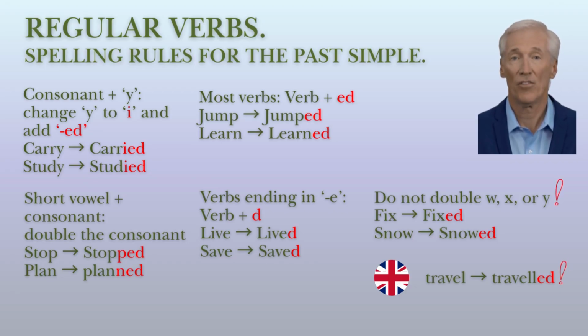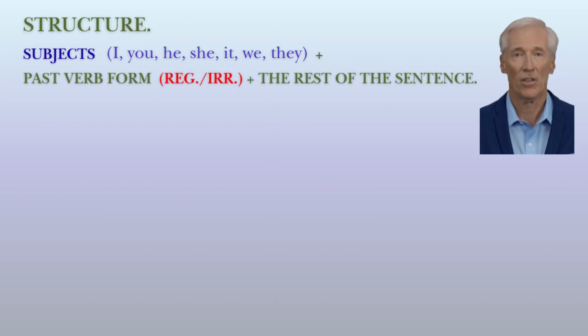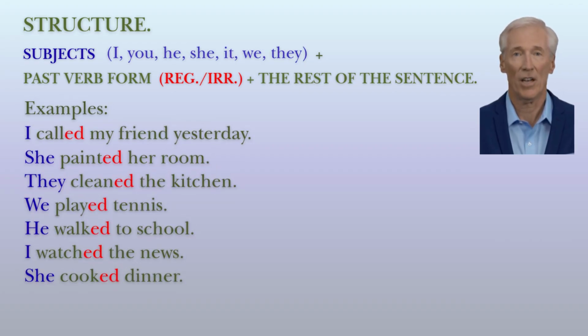Now let's take these forms and use them in complete sentences. How to form the past simple regular verbs. The structure for forming the past simple with regular verbs couldn't be simpler, because the past form is the same for all subjects, I, you, he, she, it, we, they. You just need the verb's past form. Structure, subject, plus past verb form, plus the rest of your sentence. Here are 10 excellent examples showing this straightforward structure in action.